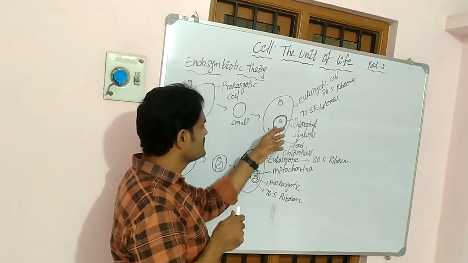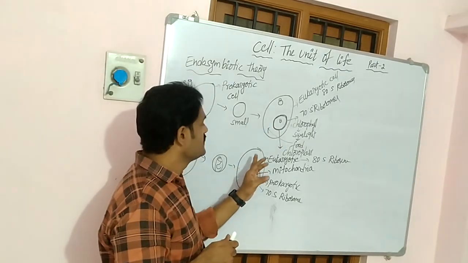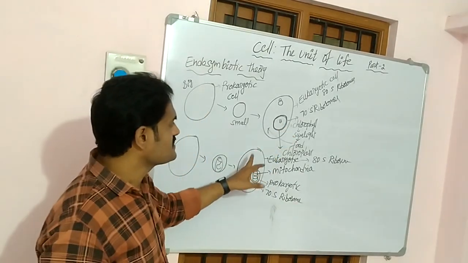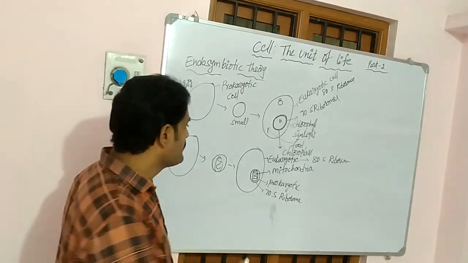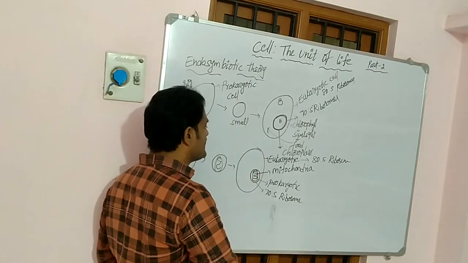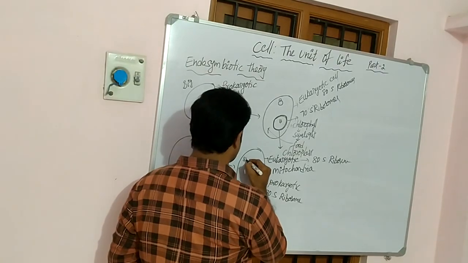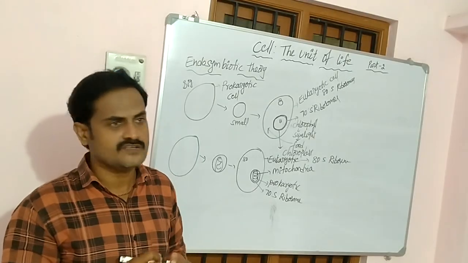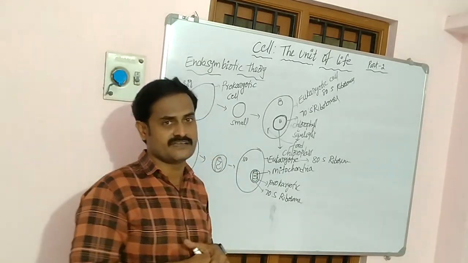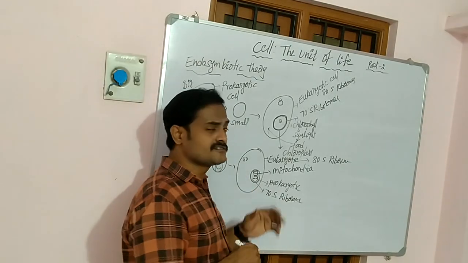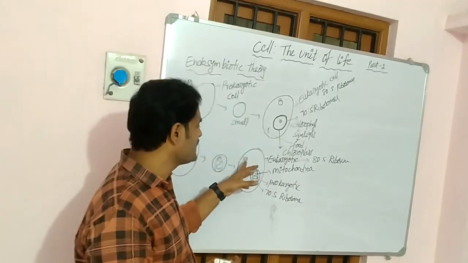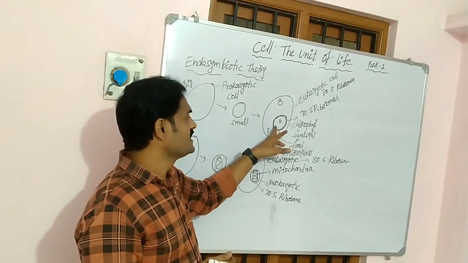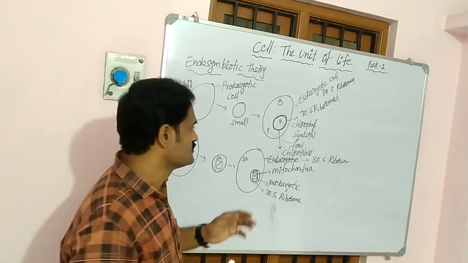For that reason these are present in the eukaryotes, but the chloroplast and mitochondria consist of 70S ribosomes, and the remaining part of the cell has 80S ribosomes. Remember, the remaining part of the cell, for example the endoplasmic reticulum, has 80S ribosomes. Inside the cytoplasm, the ribosomes are also 80S. Only the mitochondria and chloroplast have the 70S ribosomes.